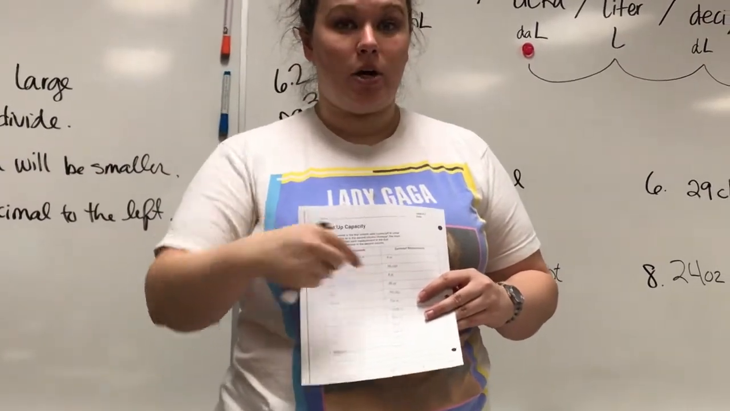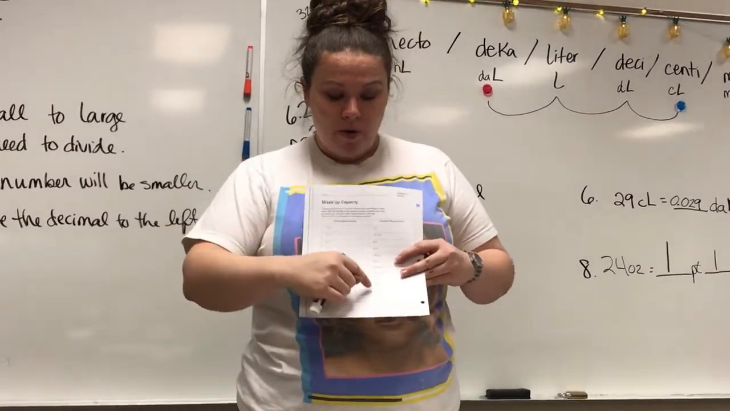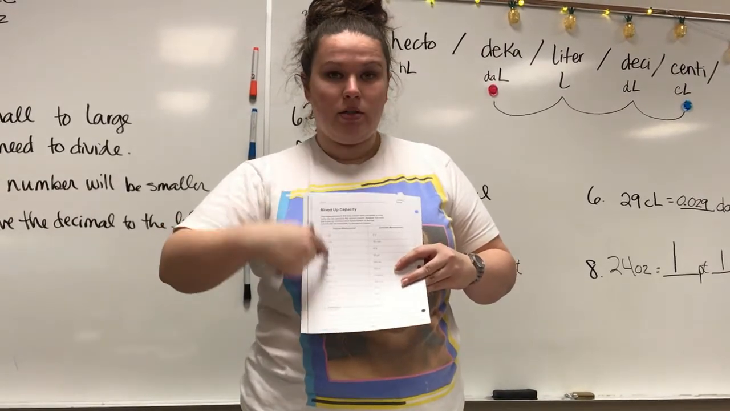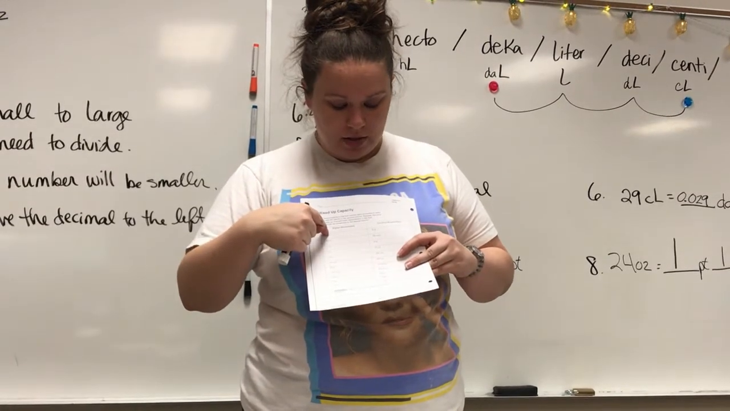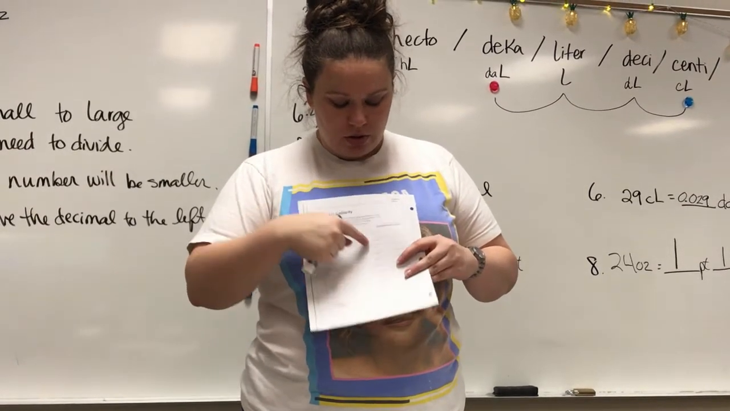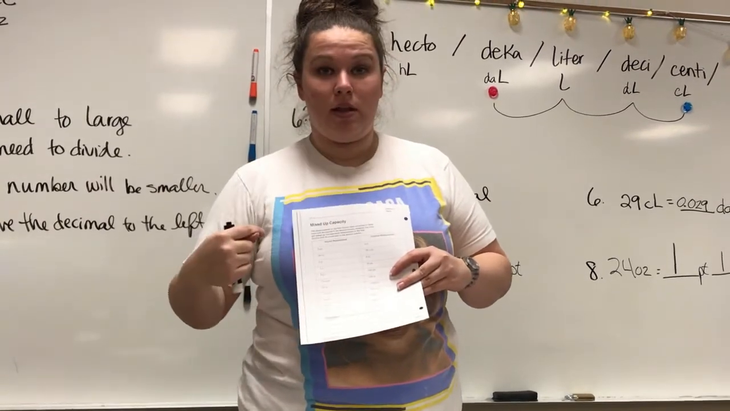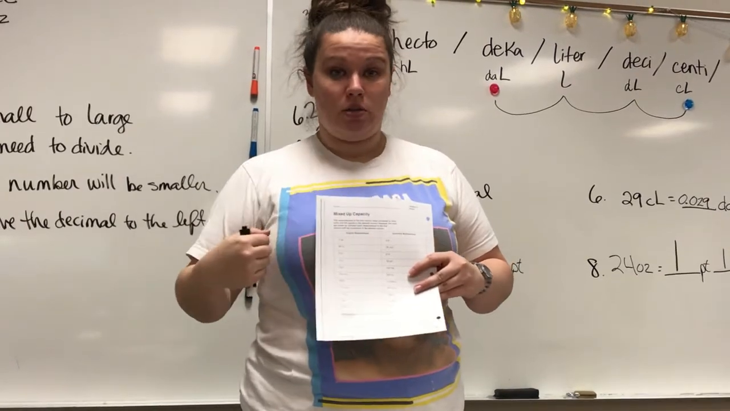Again, here's a reminder. I don't like lines. I don't grade lines. So if you say 1 gallon over here, you need to write the answer over here. So if you think 2 gallons is equal to 8 pints, you need to write 8 pints right there. Do not draw lines. Okay, you need to write the answers next to each other.